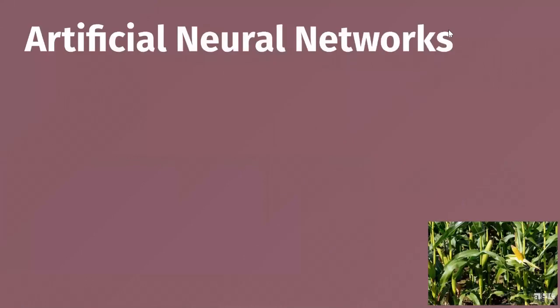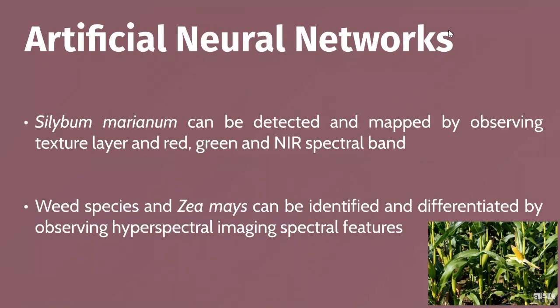There are a few models used in wheat detection. The first one is artificial neural network. By using artificial neural network, Cirsium arvense can be detected and mapped by observing texture layer and red, green, and NIR spectral bands. The wheat species and genus can also be identified and differentiated by observing hyperspectral imaging spectral features.